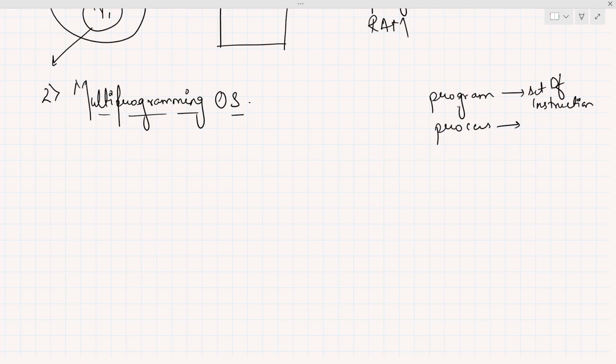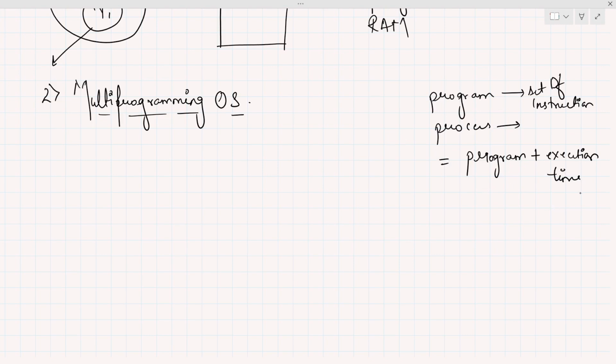But what is a process? Process is program plus the execution time. This is what a process is. Program plus execution time. What is a program? A set of instructions. So a process basically contains the program plus the execution time.